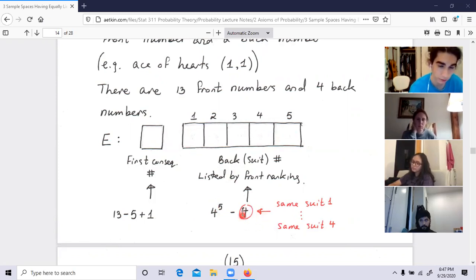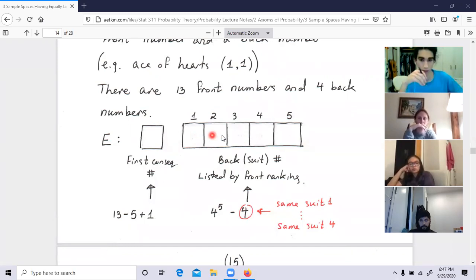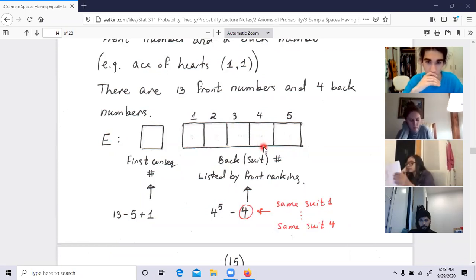But the reason I subtract 4 is because imagine that I put here numbers 1, 1, 1, 1, 1. That means they're all from suit 1. Maybe suit 1 is hearts. Or maybe it's 2, 2, 2, 2, 2. So there are 4 possibilities. It's just taking a number and repeating it: 1, 2, 3, 4. So I subtract those possibilities. That allows me to count only the situations where they are not all of the same suit. I subtracted the numbers that correspond to all the same suit.